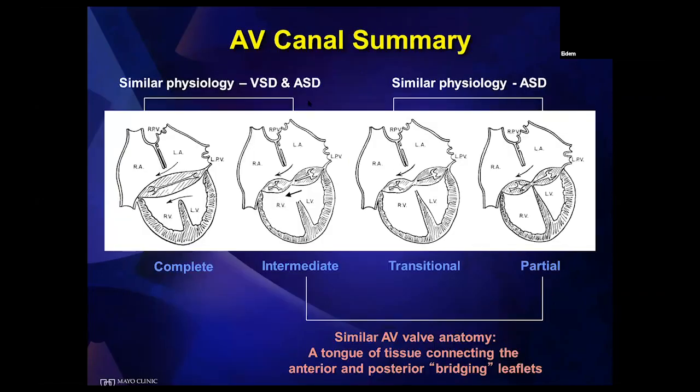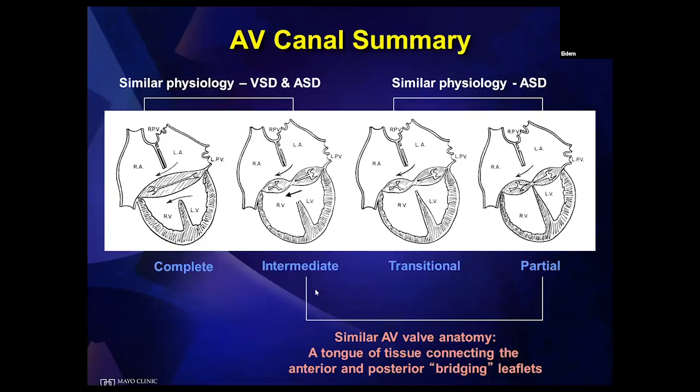So as we look at AV canals, we can look at the complete canal here and the partial canal here. And we've talked about how in partial canals, the ASD is here, there's no ventricular component, and we have 2 AV valves. The transitional canal has a very small VSD, a large primum ASD, but 2 separate AV valve components. The complete canal has a common AV valve, a primum ASD and a large inlet VSD.